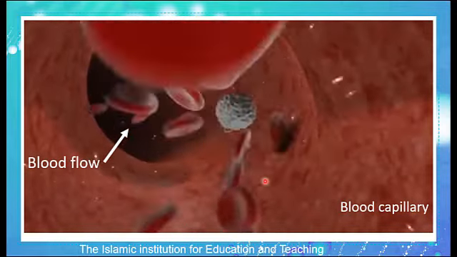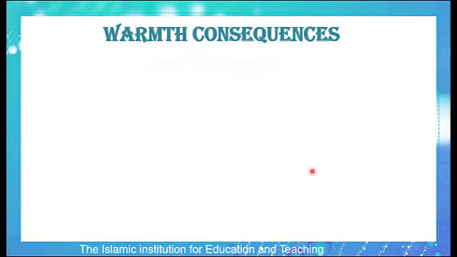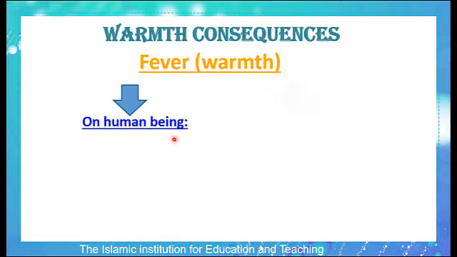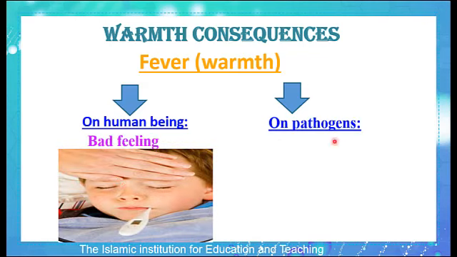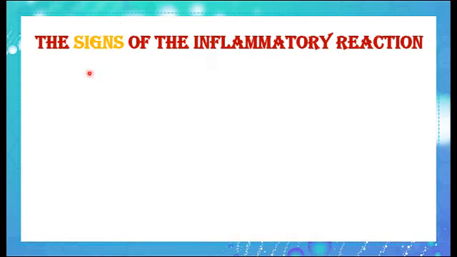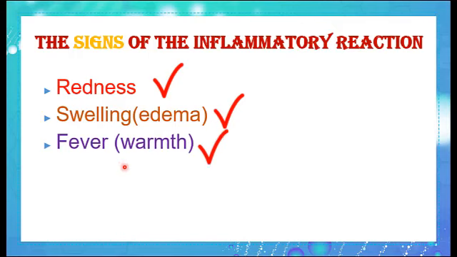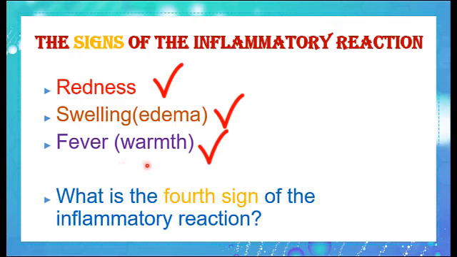Therefore, what causes warmth? An increase in the blood flow causes warmth. Excellent. Actually, fever has different effects on human beings and pathogens, so while you feel bad when you've got the flu, you should actually thank it for helping you, destroying whatever it is that's trying to hurt you. Then, till now, we learned the three signs of the inflammatory action that are redness, swelling or edema, and fever or warmth. But what's the fourth sign of the inflammatory action?